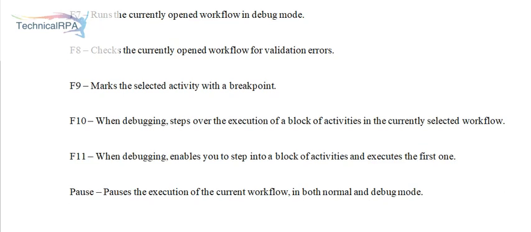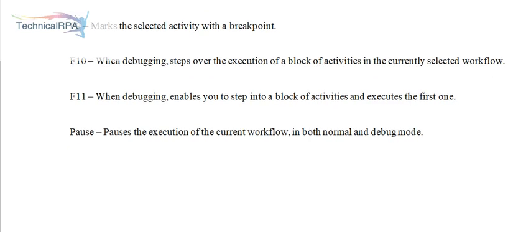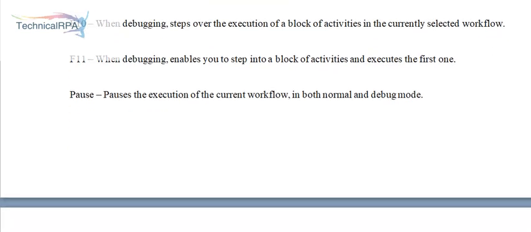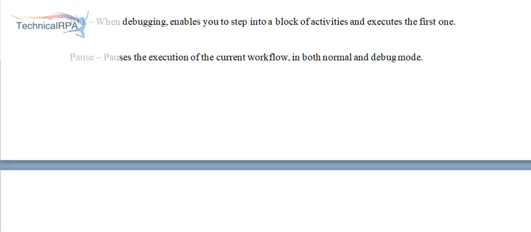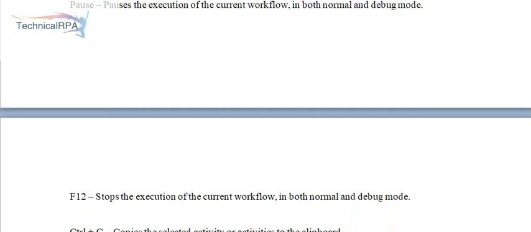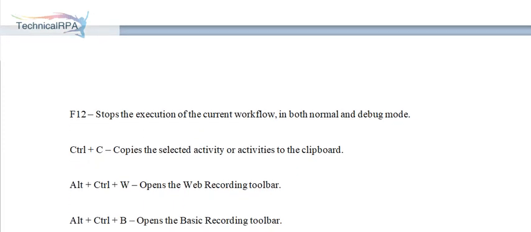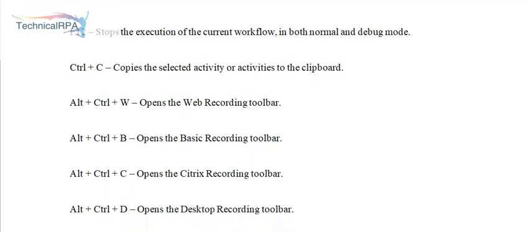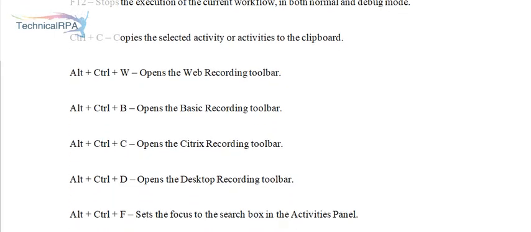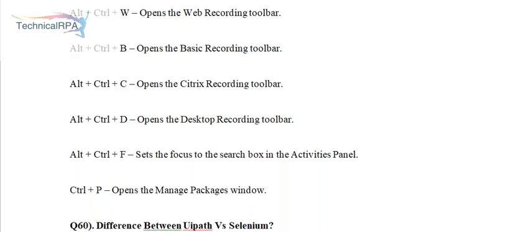F10, when debugging, steps over the execution of a block of activities in the currently selected workflow. F11, when debugging, enables you to step into a block of activities and executes the first one. Pause pauses the execution of the current workflow, in both normal and debug mode. F12 stops the execution of the current workflow, in both normal and debug mode. Ctrl+C copies the selected activity or activities to the clipboard. Alt+Ctrl+W opens the web recording toolbar. Alt+Ctrl+B opens the basic recording toolbar.